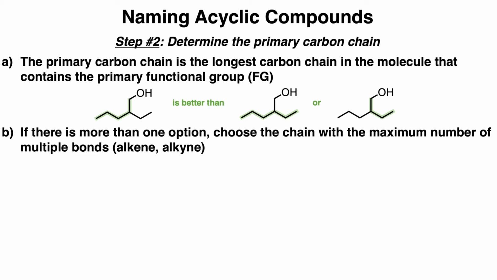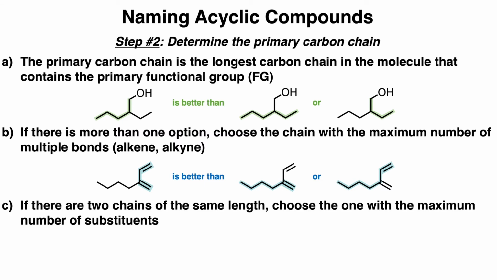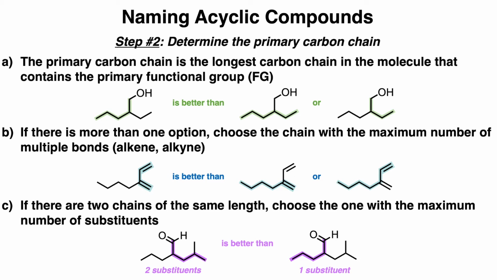If there is more than one option, choose the chain with the maximum number of multiple bonds, like alkenes or alkynes. In this example, the first molecule on the left, which includes both alkenes, is better than either the second or third molecule that only includes one alkene. And if there are two chains of the same length, choose the one with the maximum number of substituents. In this example, the first molecule is better because it has two substituents rather than the second molecule that only has one substituent sticking out of the primary carbon chain.